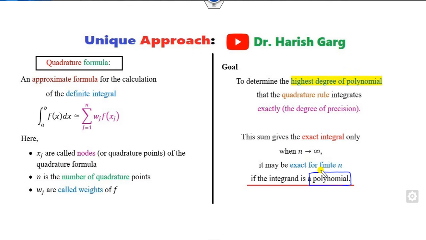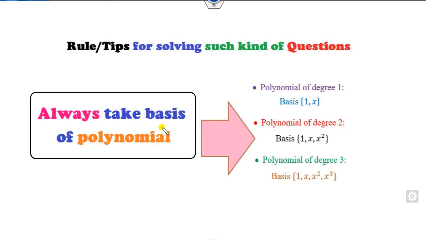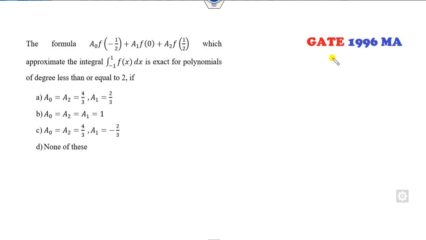Now what is the meaning of the polynomial? How can you evaluate this integration? I will tell you a simple tip for solving the problem. Always think about the basis. Then the question arises of how you can find the basis of the polynomial. A very simple approach: for a polynomial of degree 1, the basis will be 1, x. For a polynomial of degree 2, the basis will be 1, x, x squared, and so on. Based on this simple trick, you can solve each question with the help of the 15-second trick.